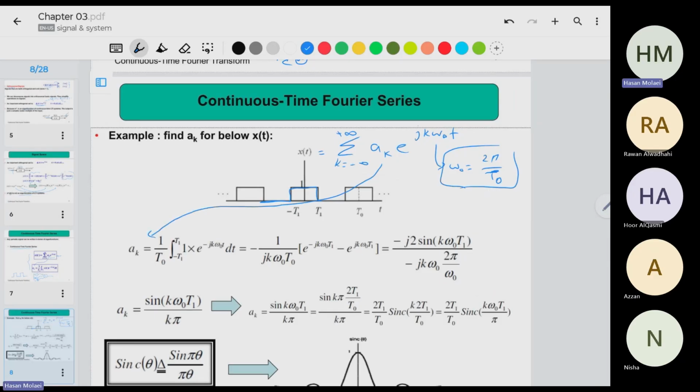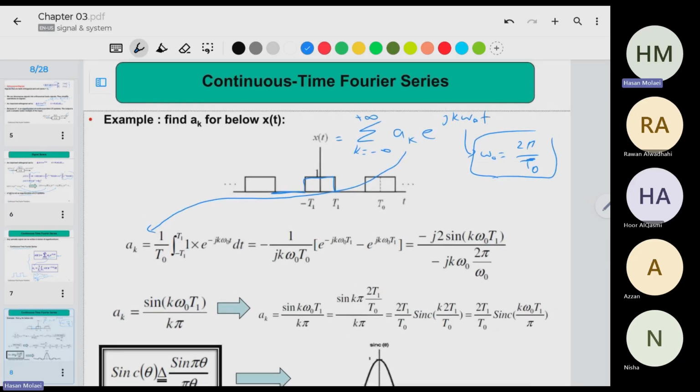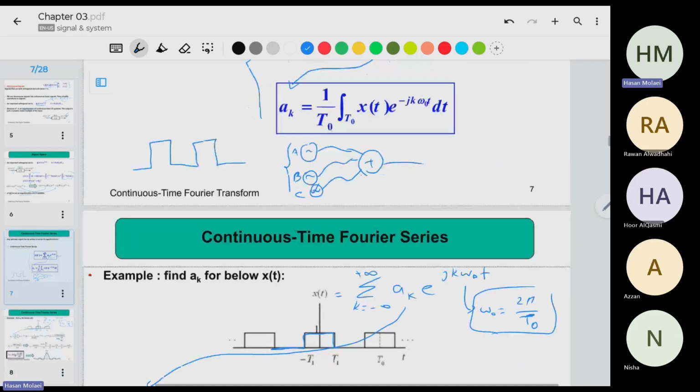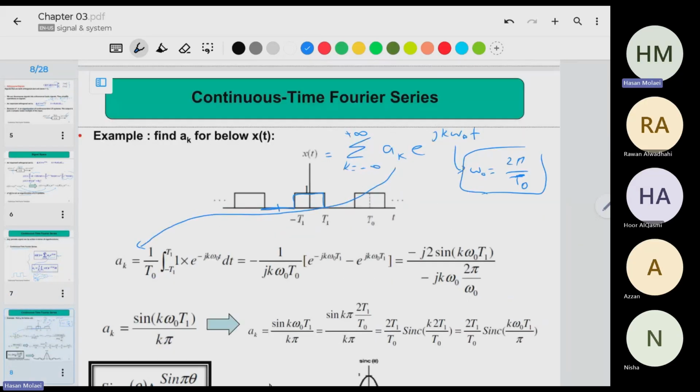The relationship of a_k is like this. I need to write 1 over T0 times the integral over 1 period. Suppose we are taking the integral from here to here. From here to here, it's 0. So I have a value only from minus T1 to T1. x(t), whose amplitude is 1, multiplied by e to the power of minus jk omega 0 t dt.